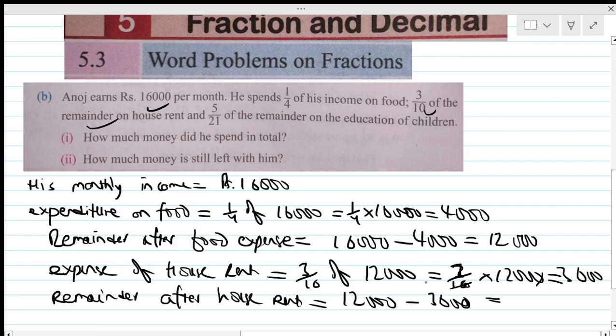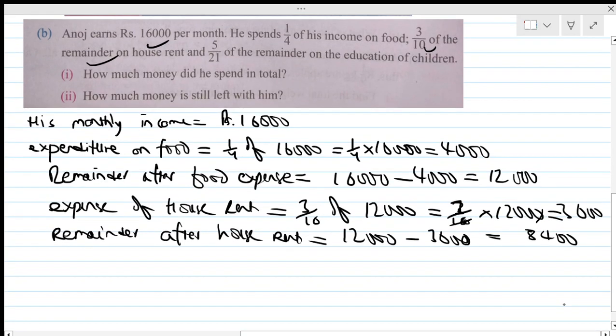So I subtract 3000 first, so that you can do it in your mind. From 12,000, subtract 3000, you get 9,000. And now from 9,000 you have to subtract 600. So how much are you going to get? 8,400. So 8,400 rupees is the remainder after spending on the house rent. And after finding the remainder after the house rent, now we go for finding the expenditure he made on the education of children.